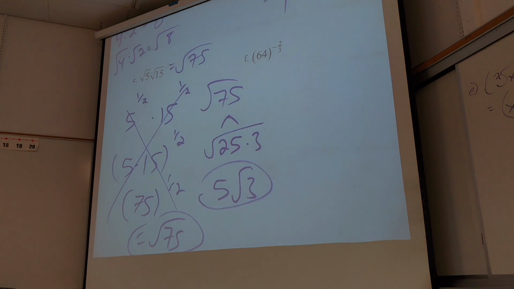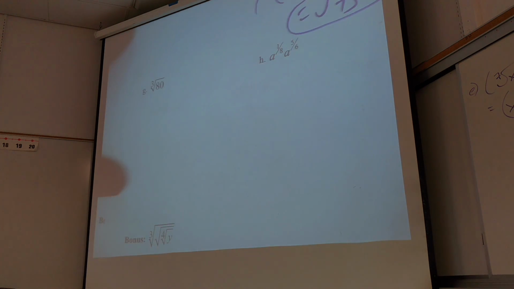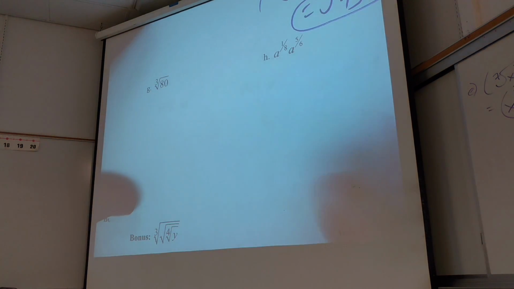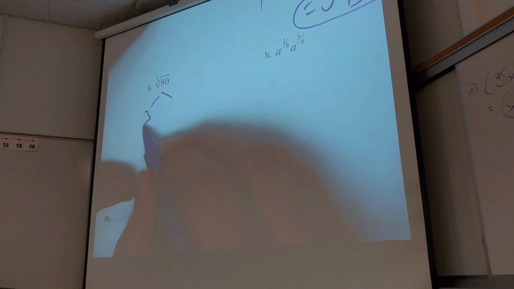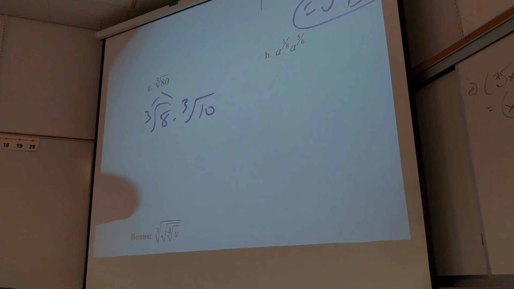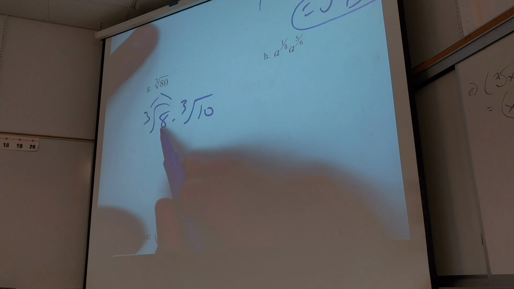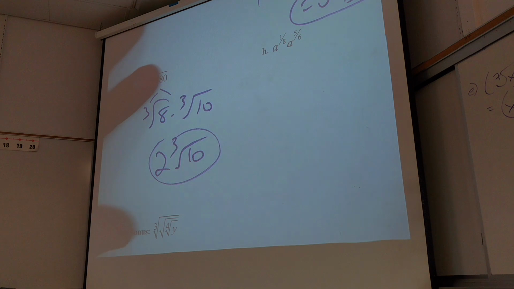All right, maybe. So real quick, just to go to part G, because it's the same idea, except now it's a cube root. So what number can you do the cube root of that goes into 80? 8, right? So you can break this up as the cube root of 8 times the cube root of 10. Those are the same thing, right? 8 times 10 is 80. But the cube root of 8 is? 2. What's the cube root of 10? I don't know. It's cube root of 10. You're right. Thank you.